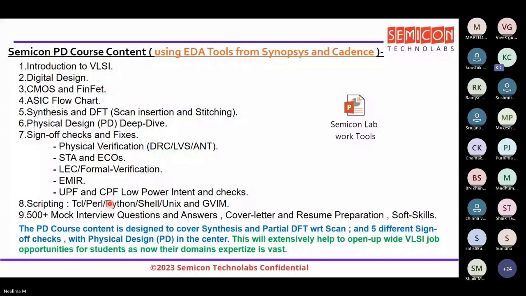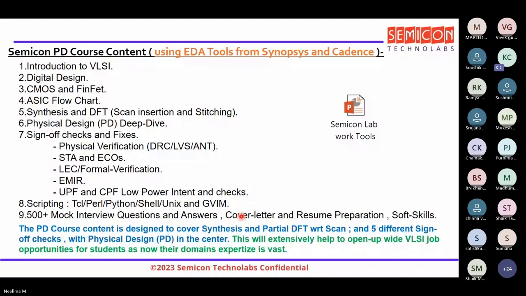And apart from that, we also will be having 500 plus mock interview questions and answers. And we'll also be working on preparing the cover letter, covering all the technical details, and resume, again covering all the details. And then, of course, soft skills, as in how to present yourself in interviews.